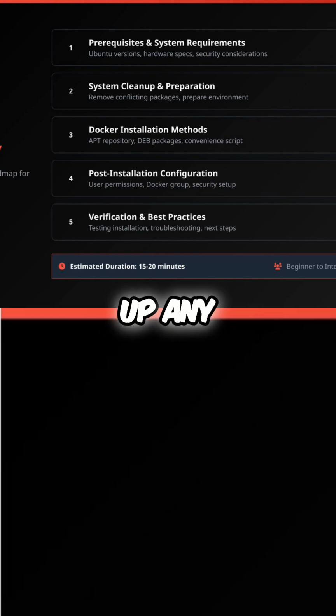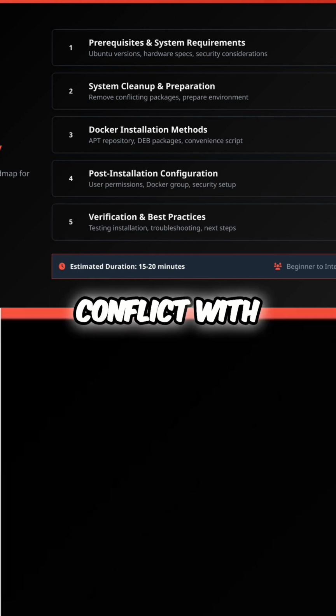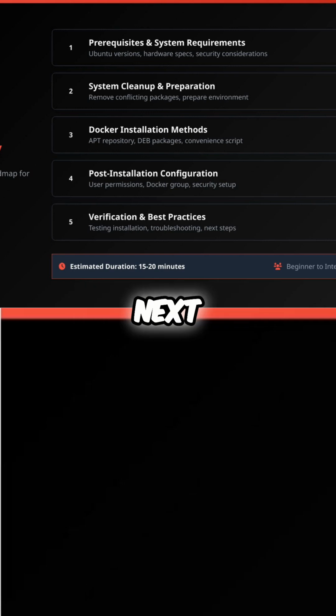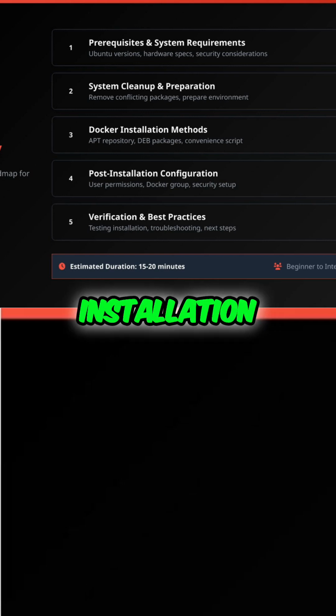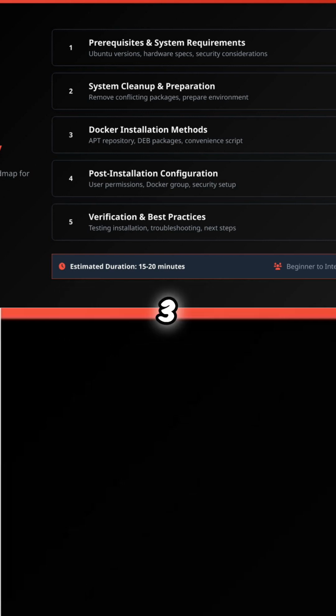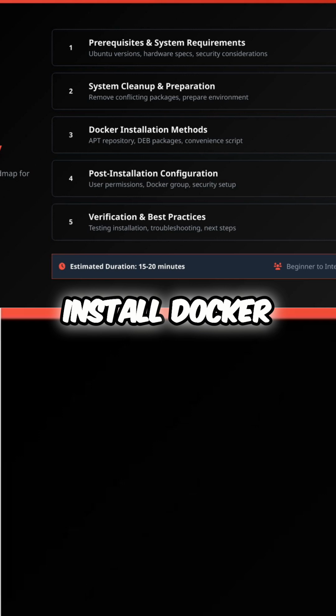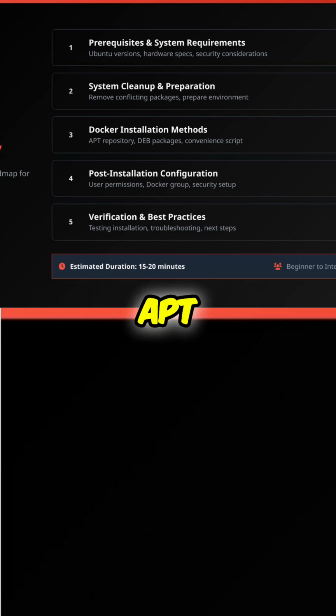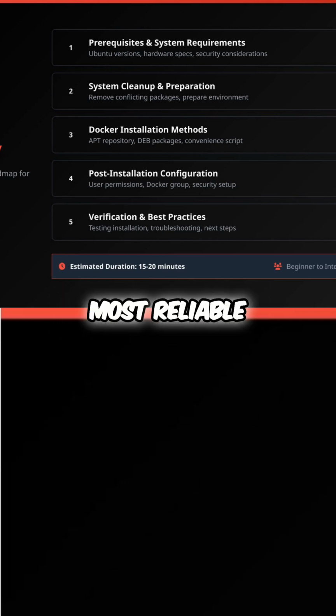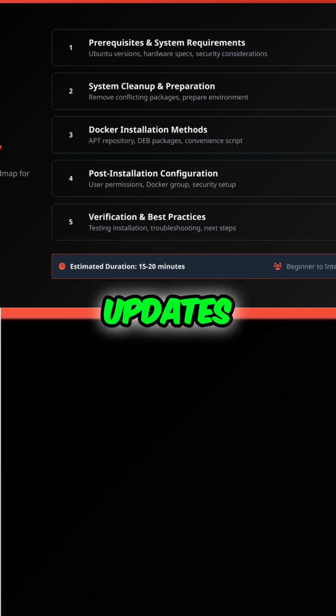Then, we'll clean up any existing Docker installations that might conflict with our fresh setup. Next, we'll dive into the actual installation process. I'll show you three different methods to install Docker. But we'll focus on the recommended apt repository method because it's the most reliable and gives you automatic updates.